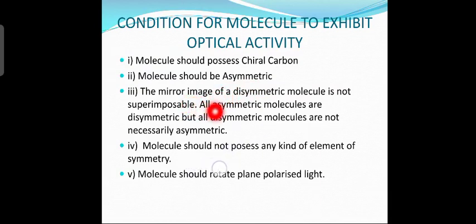The mirror image of a dissymmetric molecule is not superimposable. All asymmetric molecules are dissymmetric, but all dissymmetric molecules are not necessarily asymmetric. The molecule should not possess any kind of element of symmetry.